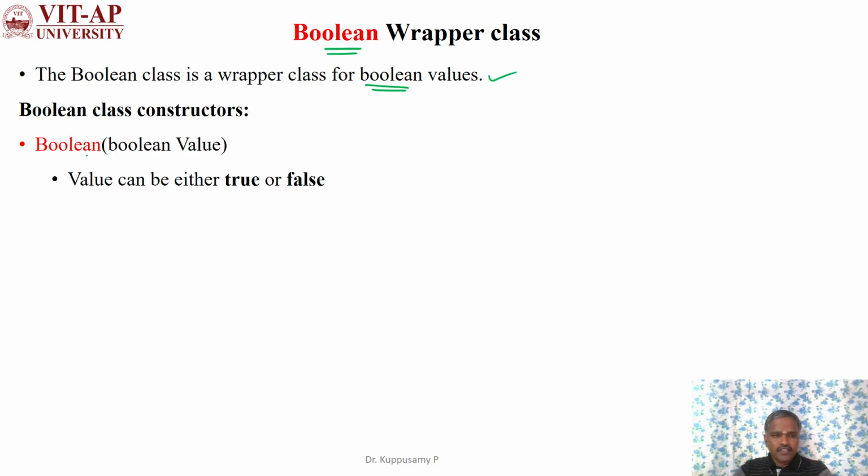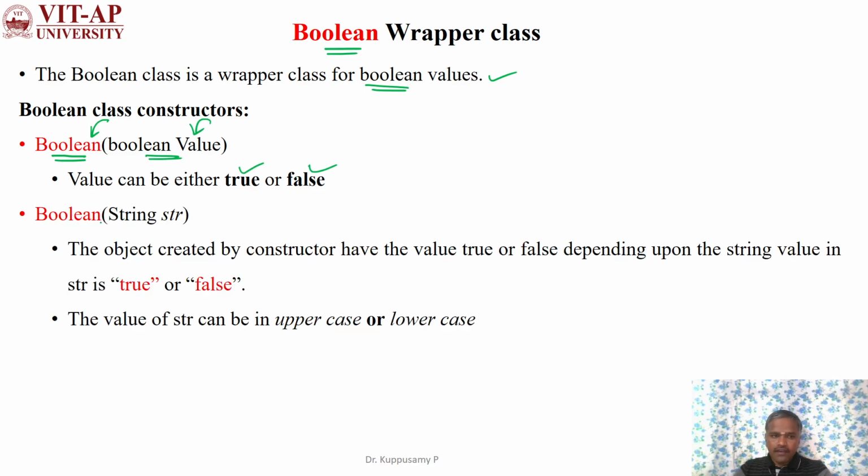This has a constructor named Boolean, which is the class name, similar to the method name, receiving a boolean value as the argument. That boolean value will be true or false. Likewise, there is one more Boolean constructor which receives a string as input. The string will have the value true or false inside double quotes, and the true or false can be given in uppercase or lowercase.